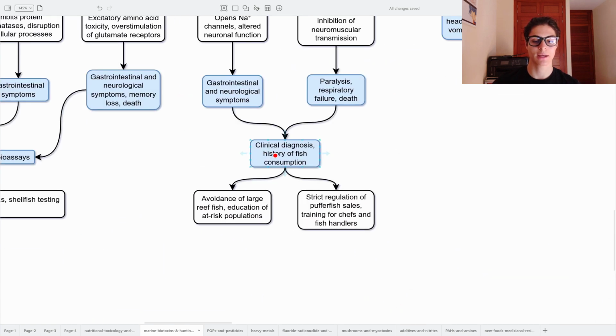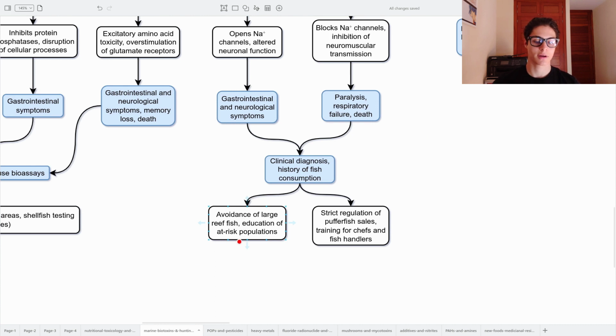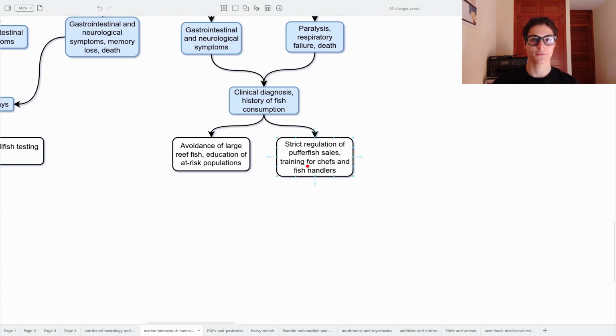We have to do a clinical diagnosis, taking into account, of course, the history of fish consumption. The prevention for the ciguatera is the avoidance of large reef fish consumption and the education of the at-risk population. And for the fugism, there is a strict regulation of pufferfish sales and the training of chefs and fish handlers.